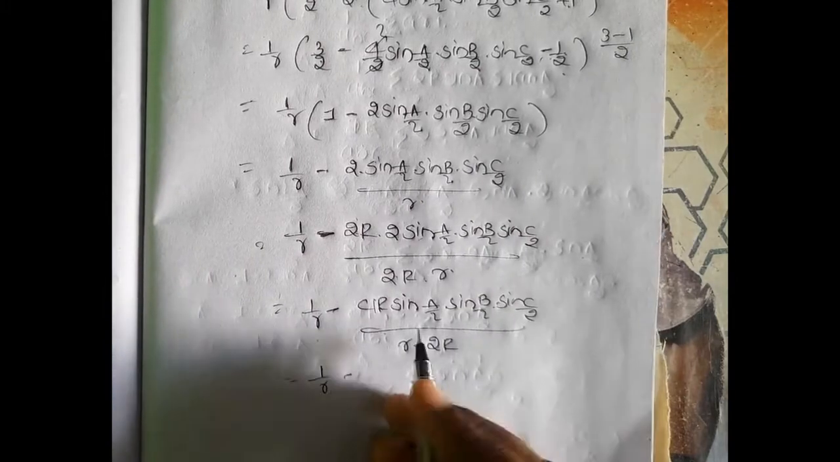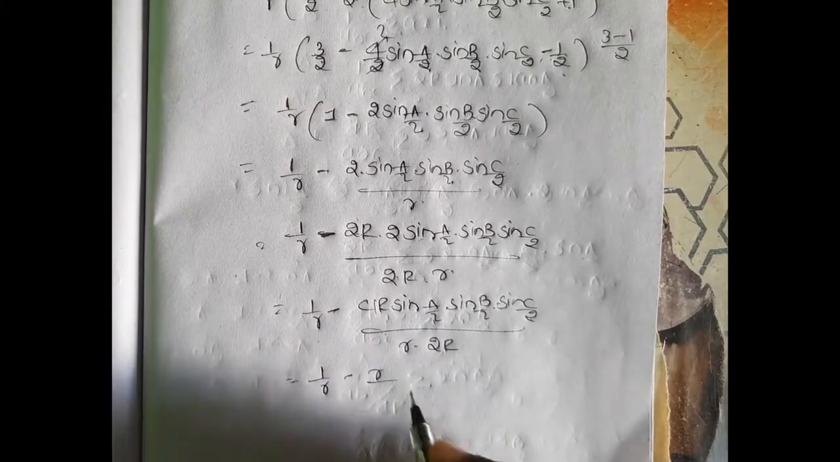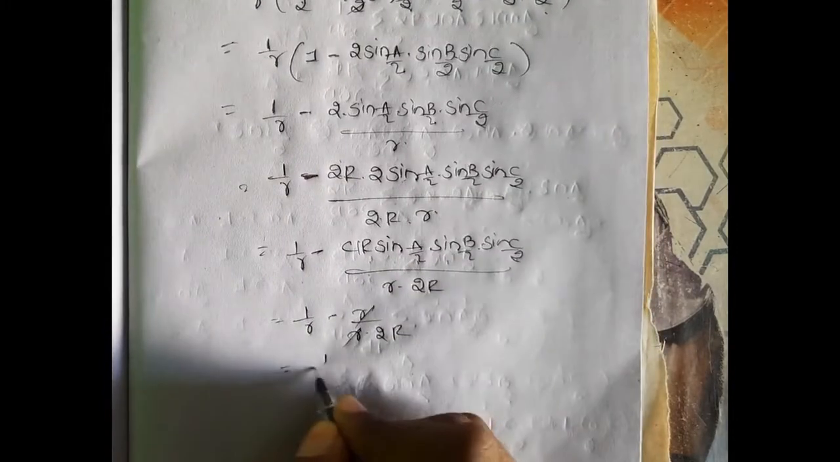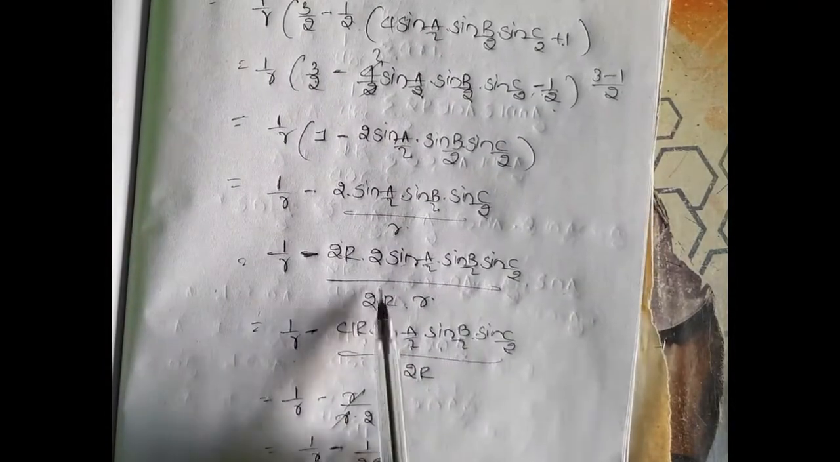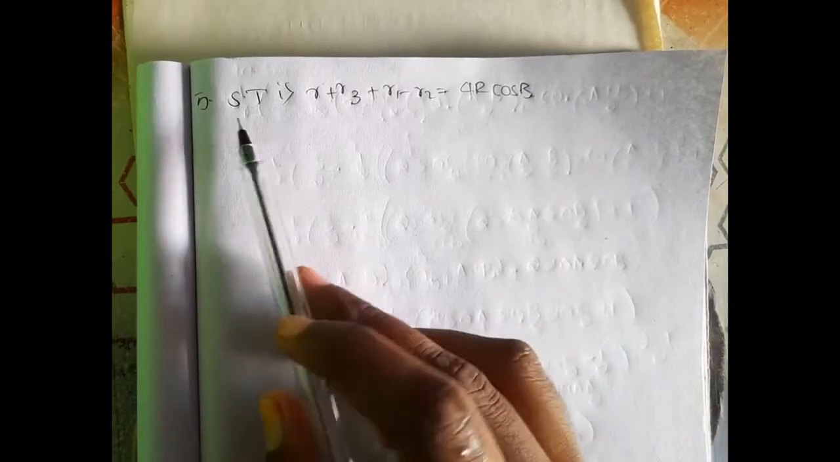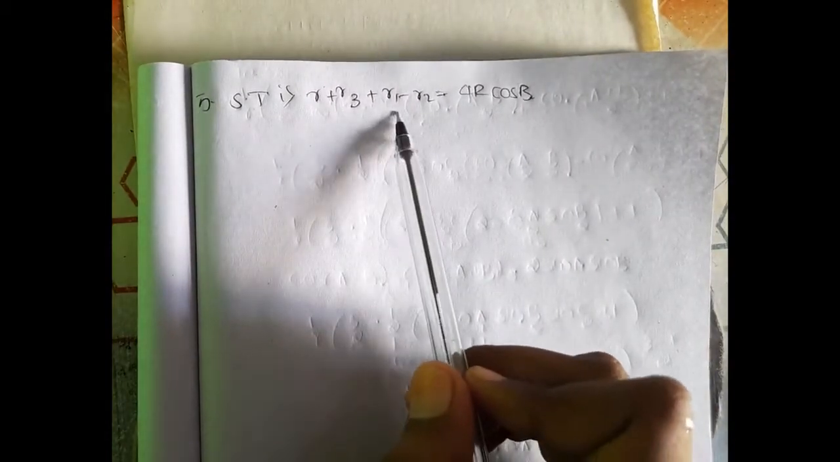1 by r, what is 4r sine a by 2, sine b by 2, sine c by 2? It is r, small r. Now r into 2r, small r and capital R can be cancelled. 1 by r minus 1 by 2r. So you should know this, to multiply and divide with 2r. Then only we will get to prove what we are asked to prove. So problem is completed.